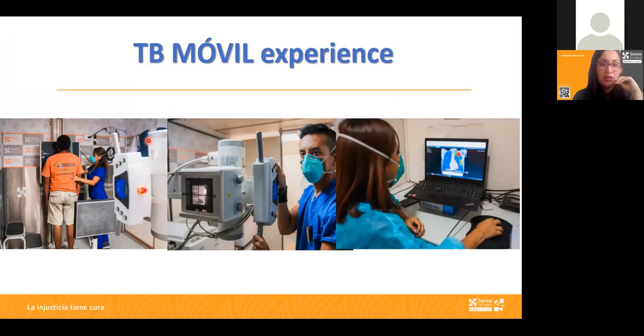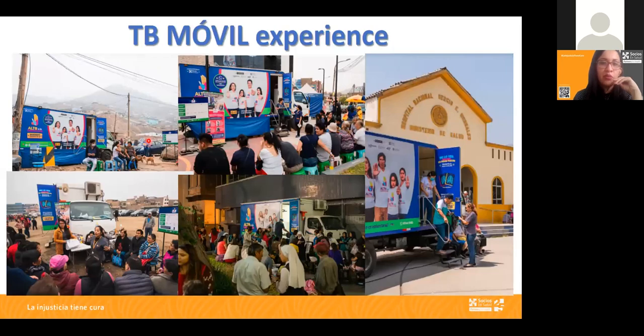These activities were carried out through two mobile units, where we had a digital X-ray machine. We also had software which helped us to screen for people who would approach this mobile unit. And as you can see, these pictures are from before the pandemic.